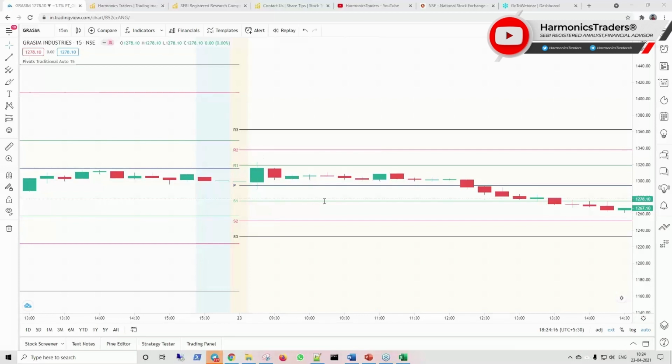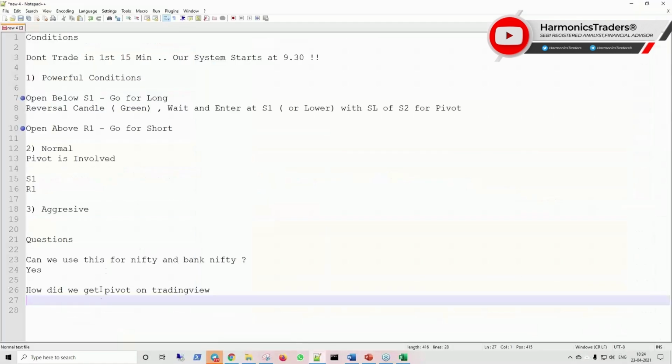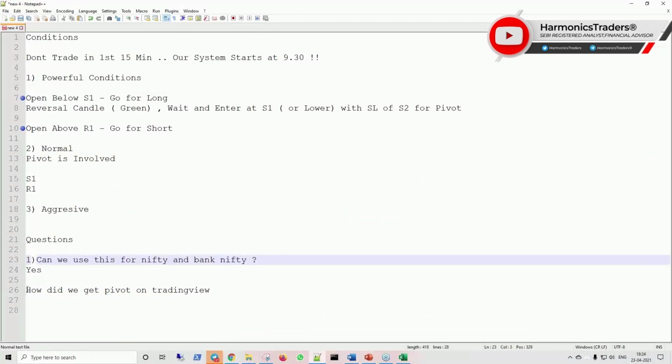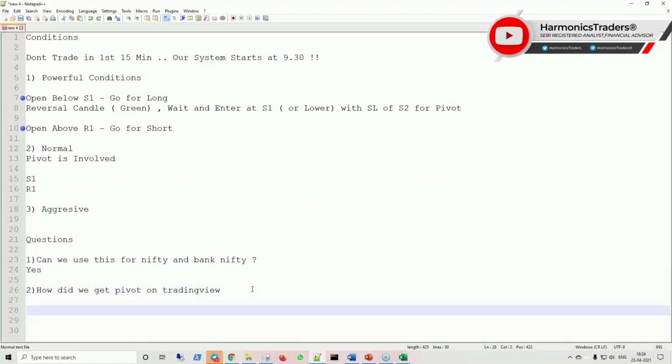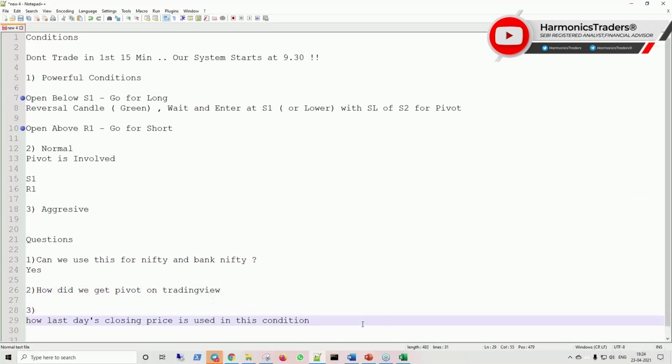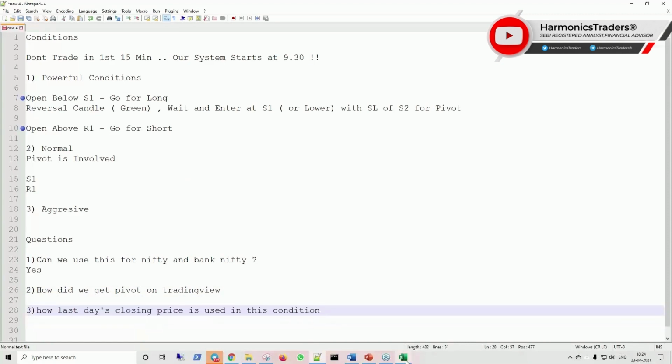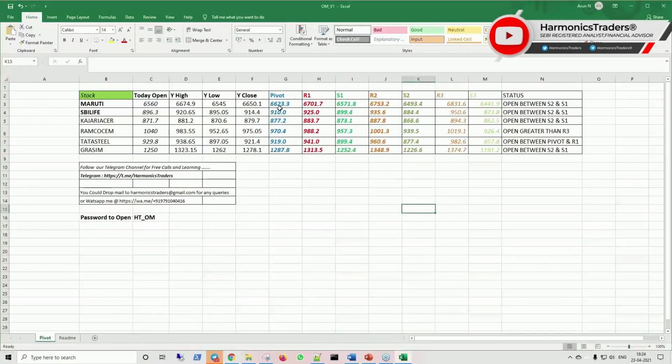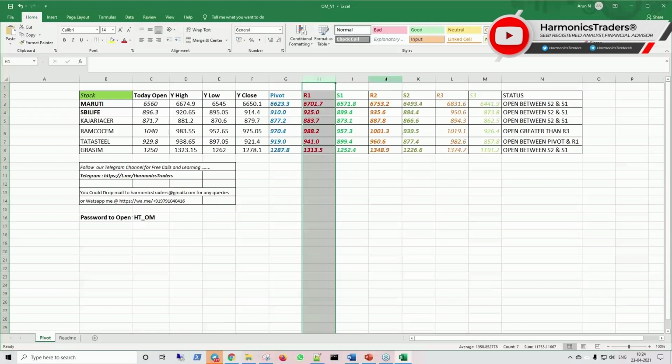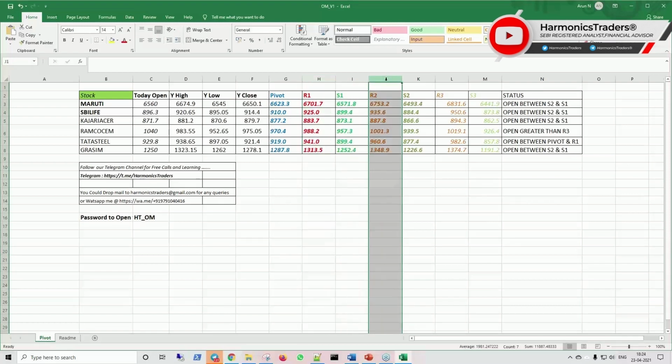How is the last day's closing price used in this condition? The last day's close is used for finding the pivot. Without the last day's close you can't calculate these values, right? In general, we know R1 is resistance and the stock or index is going to respect it and fall, and R2 is the next major resistance. But when will these work, or on what condition are they going to be very powerful? That is the ideology of this method.